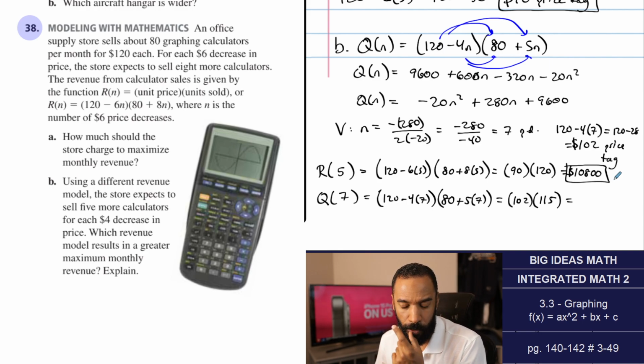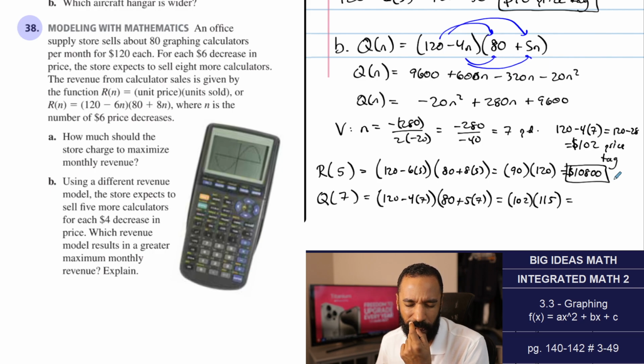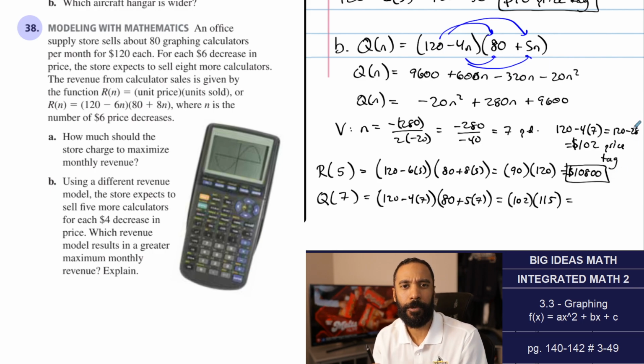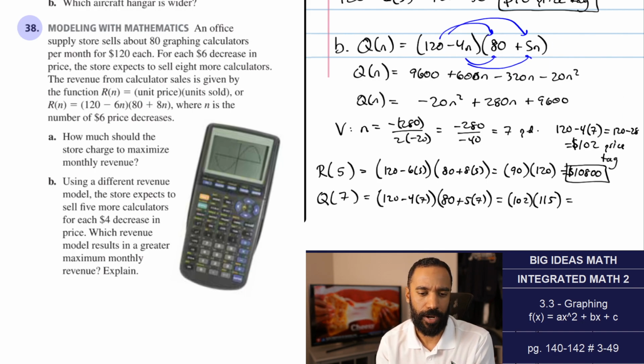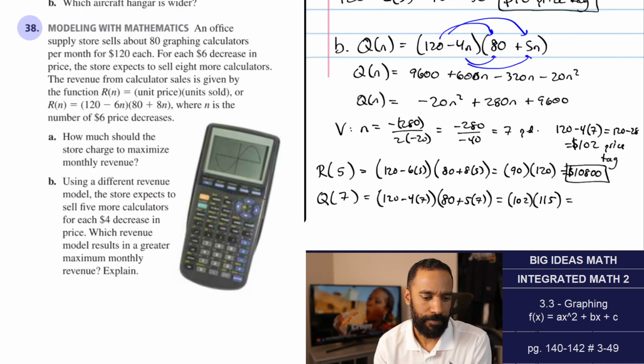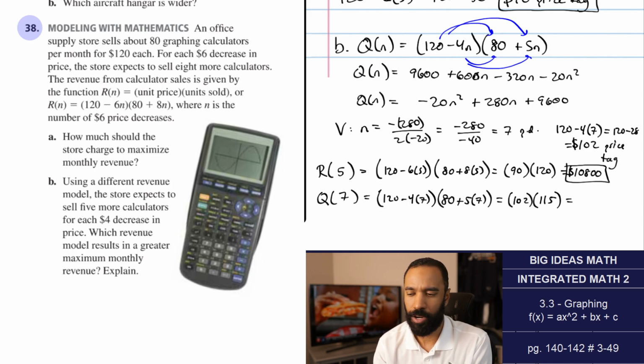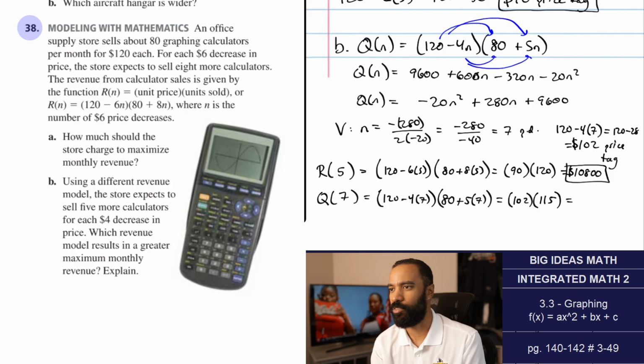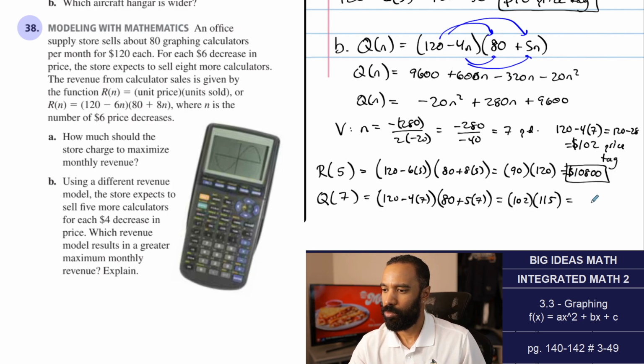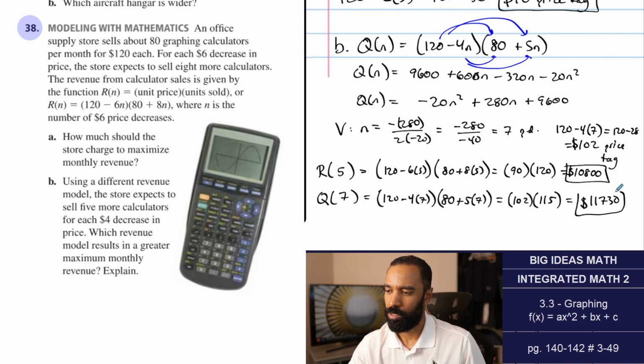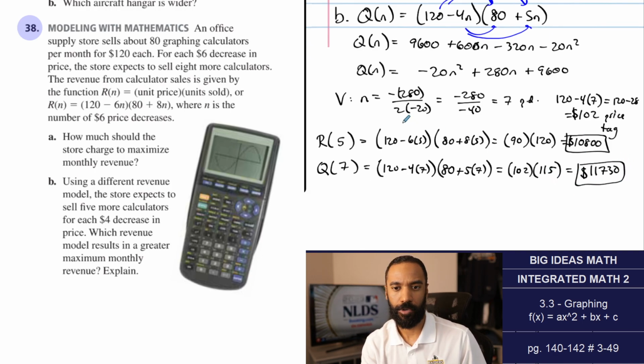I'll tell you what, this answer's more. It's 730. I'm going to do that in the calculator now. I think it's 11,730. Let's try that. 115 times 102. 11,730. Okay. All right. The new model is better.